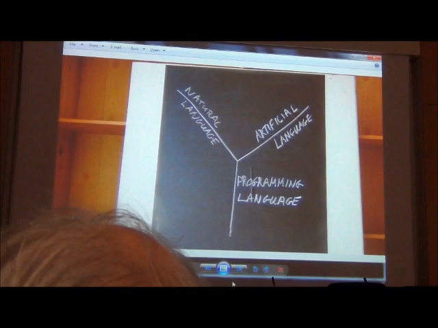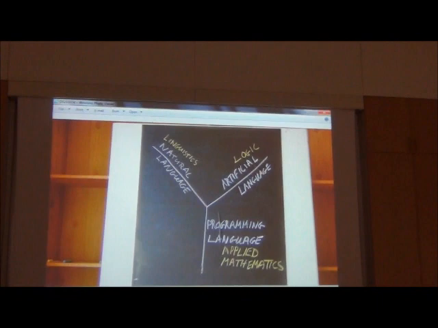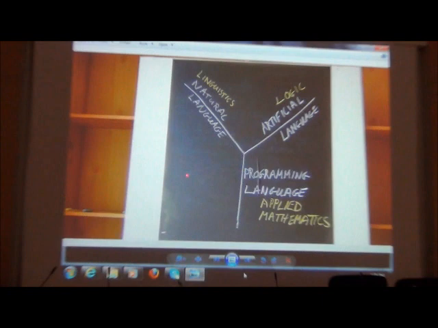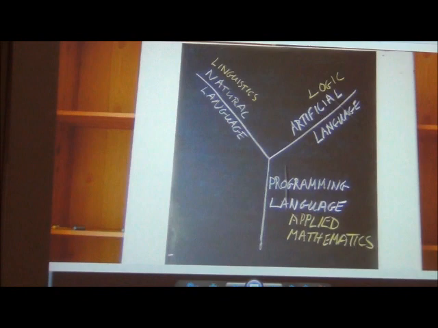In the 1950s, linguists had already for several decades been studying natural language, and logicians had already been studying artificial language. But what was new in the 50s was that by the end of that decade, people started to use the words programming language, and not before.